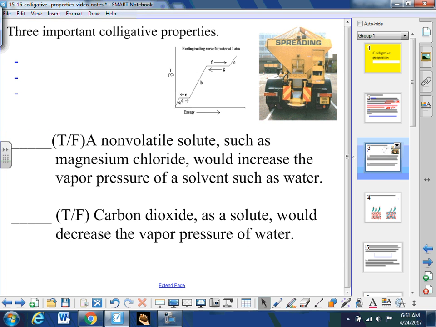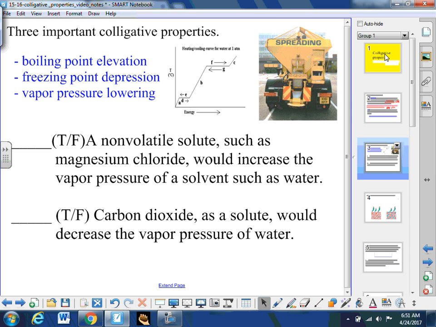Three important colligative properties are boiling point elevation, freezing point depression, and vapor pressure lowering. So when you dissolve a non-volatile solute in a liquid, the boiling point of that liquid goes up, its freezing point goes down, and it also lowers the vapor pressure. In terms of water, water freezes at 0 degrees Celsius, boils at 100. If we were to make a solution in water with a non-volatile solute, it would make the freezing point go down and the boiling point go up, or really extends the liquid range of water, making it freeze at a lower temperature, boil at a higher temperature.